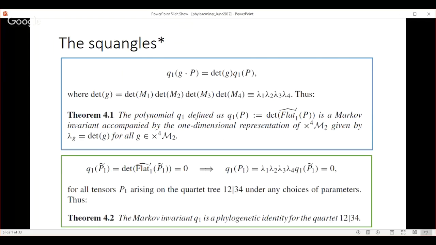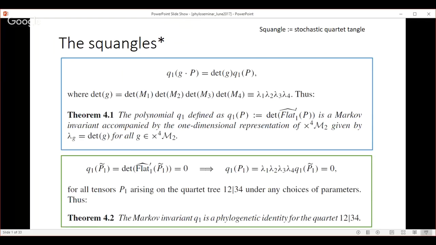But wait, there's more. So these things are Markov invariants in that they obey that condition that they scale nicely with the Markov action, but they are also phylogenetic invariants. If I have a tensor evolved on this tree that splits 1, 2 away from 3, 4, then by those same rank arguments, the determinant of that 3x3 minor is going to be 0. So these things are Markov invariants, but they are also phylogenetic invariants.